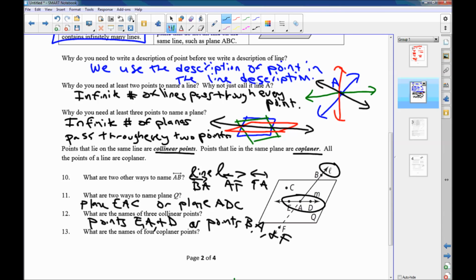All right, what are the names of 4 coplanar points? 4 points that are on the same plane. So in this case, the only points that are on the same plane are C, E, A, and D.